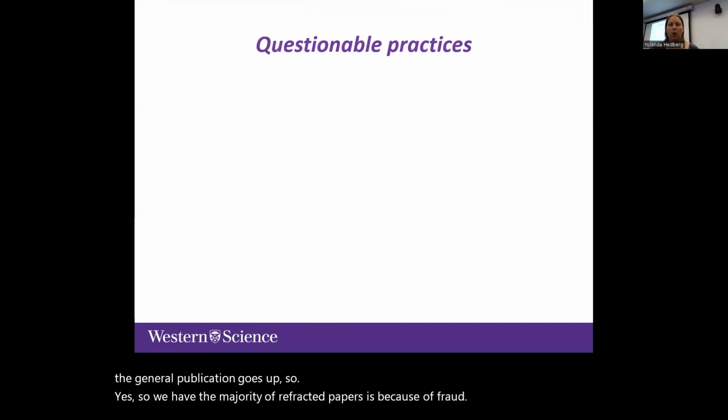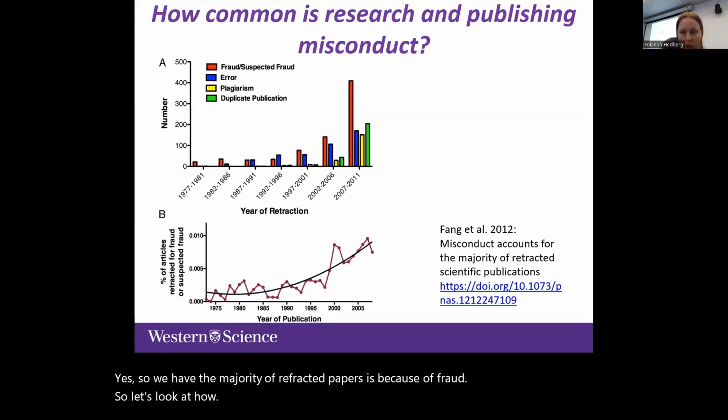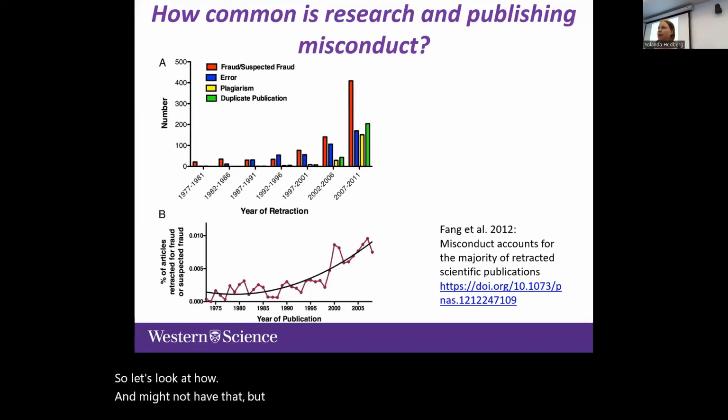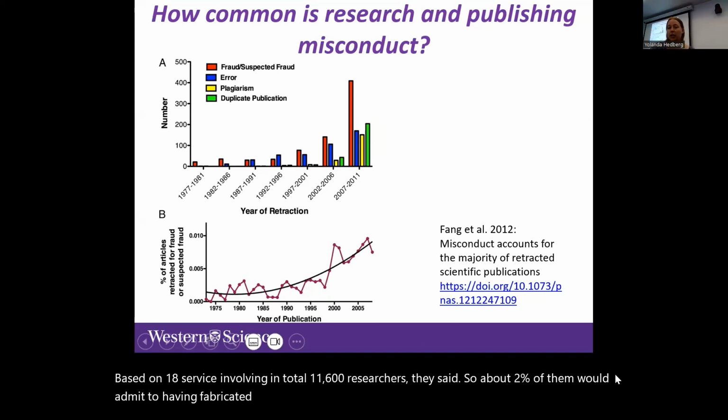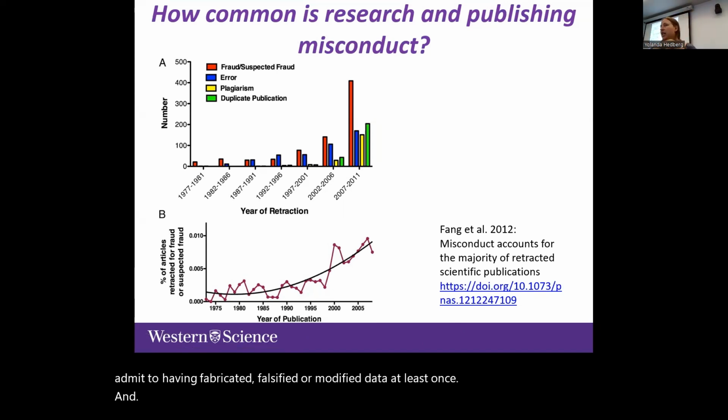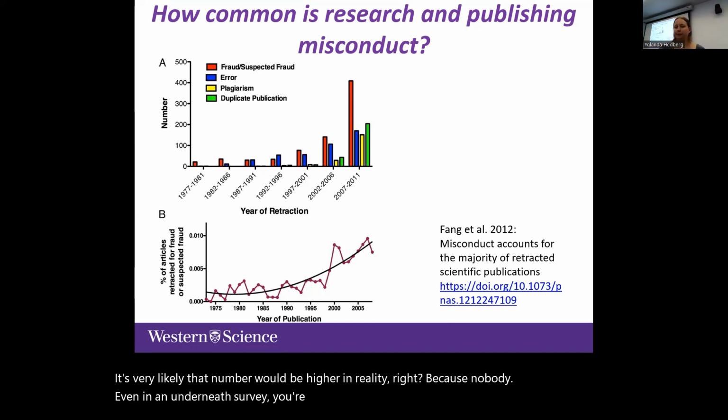So let's look at how common it is. Here, a meta-analysis in 2009, based on 18 surveys involving in total 11,600 researchers, found that about 2% of them would admit to having fabricated, falsified, or modified data at least once. And it's very likely that that number would be higher in reality, because even in an anonymous survey, you're not necessarily admitting it.